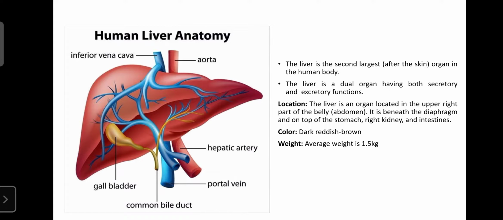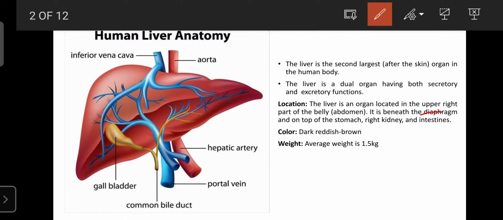Regarding the location, the liver is located in the upper right part of the belly or abdomen. It is just under the diaphragm and on top of the stomach. It also touches the right kidney and intestine. This is the exact location of our liver.